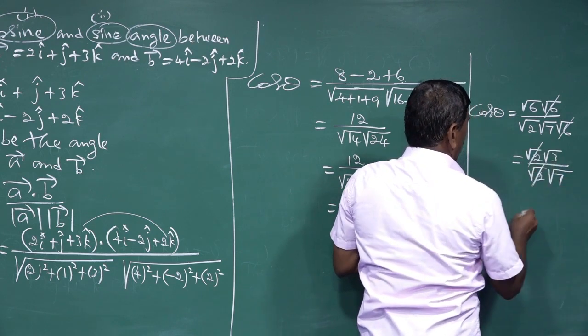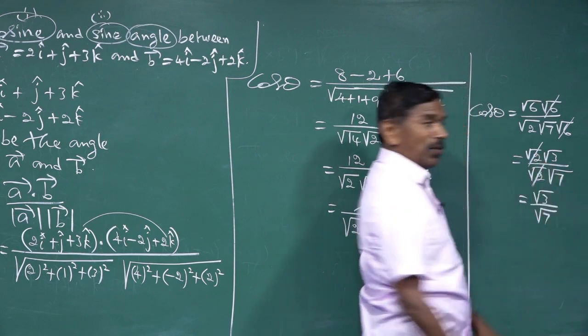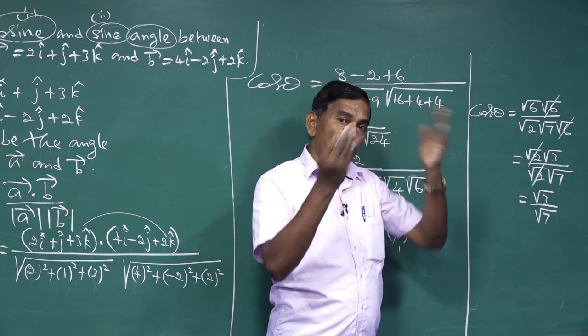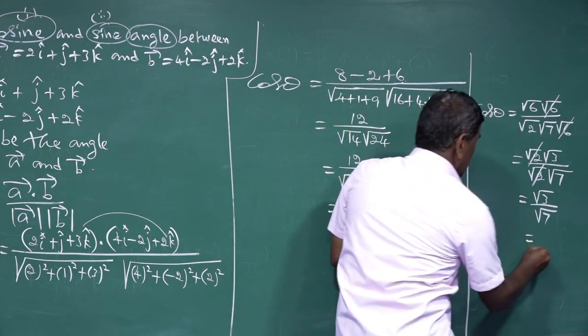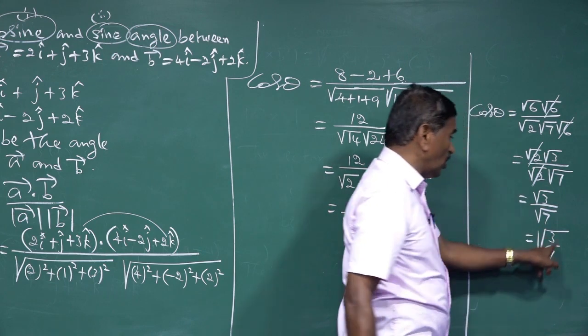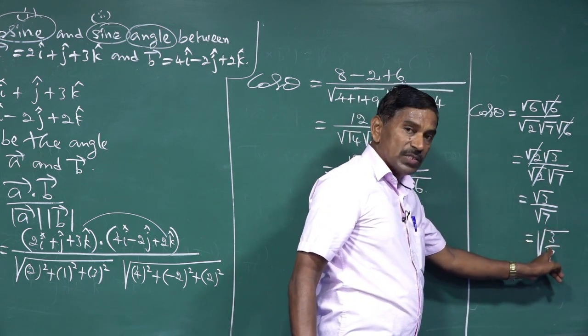Now, root 2 cancel is equal to root 3 divided by root 7. Okay, can you tell me the next step? Yes, this is a separate root, one can put the whole root. So, which is equal to the square root of 3 by 7. The whole square root of 3 by 7. So, this root belongs to both numerator and denominator.